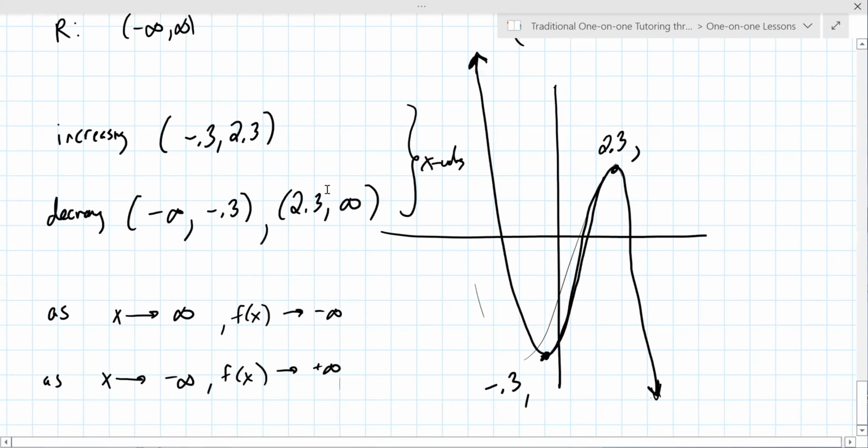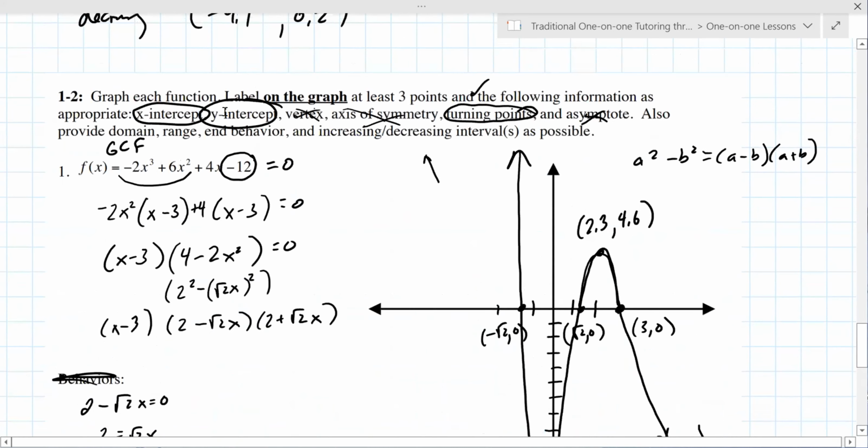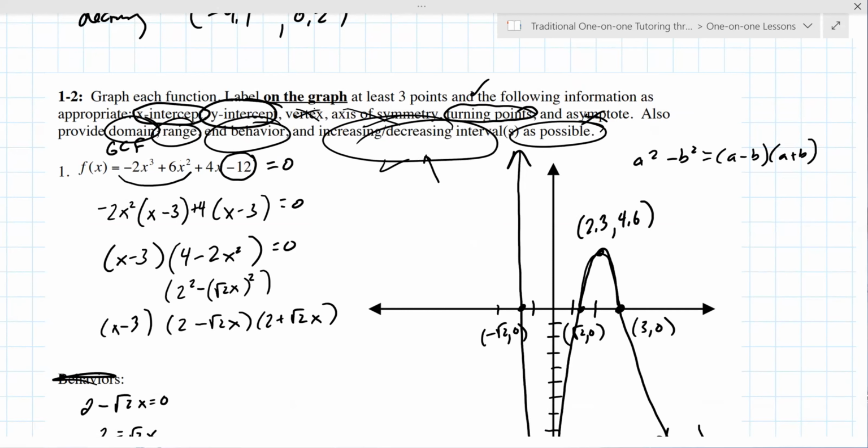All right, so let's see if we covered everything in that one. There's so much there. Yes, domain check, range check, and end behavior check, increasing, decreasing check as possible. So the instructor is expecting you to know when something is or is not possible. We definitely labeled a couple of points there.